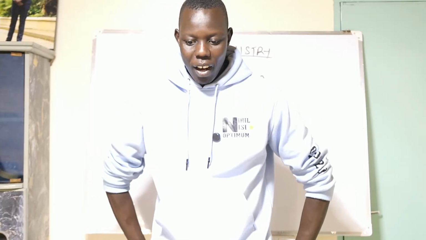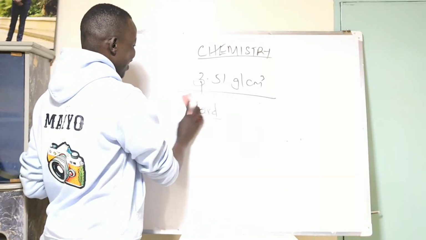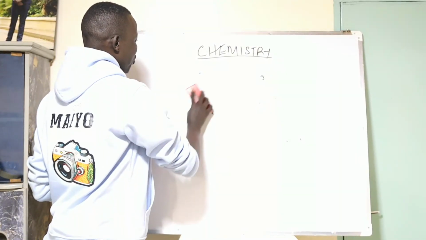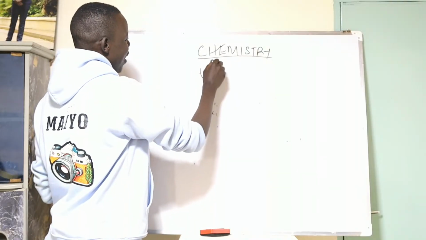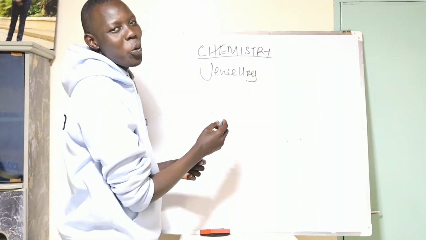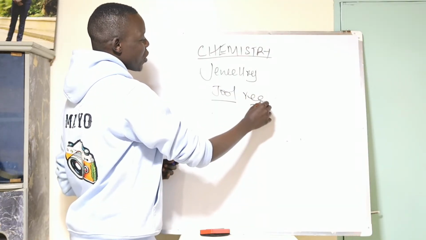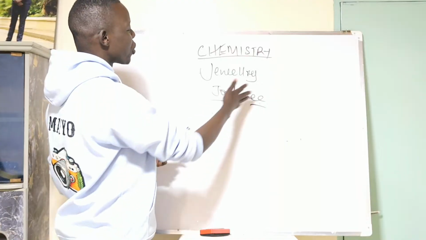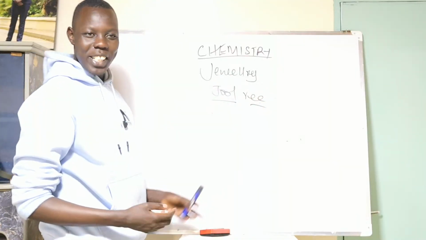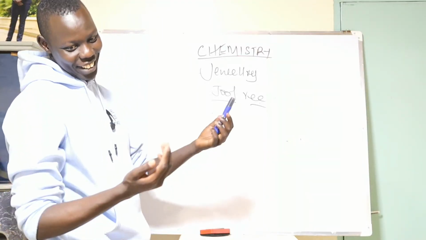Now, because of its shiny appearance when polished, diamond is used as jewelry. I think that is the spelling. But how do you pronounce it? You pronounce it as jewelry. Just pronounce it very well. Jewelry. So why is it being used to make jewelry? It is used to make jewelry because it is shiny, when polished.